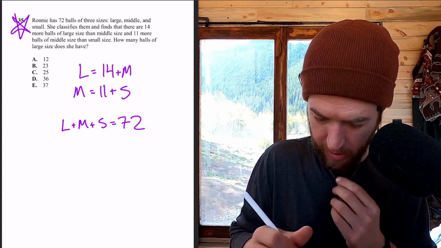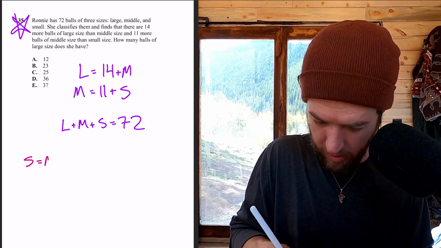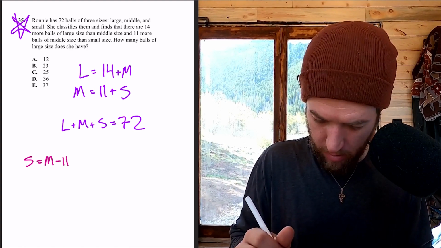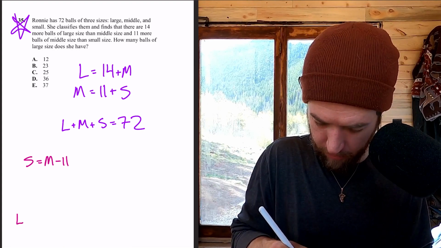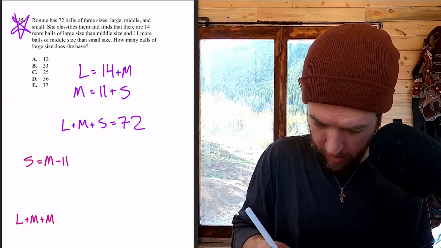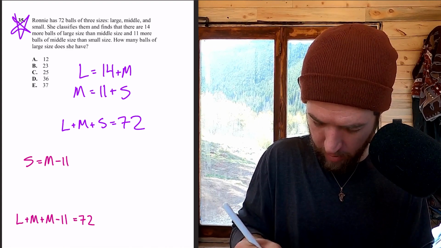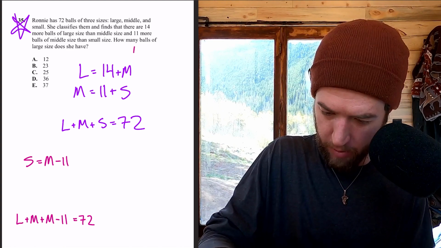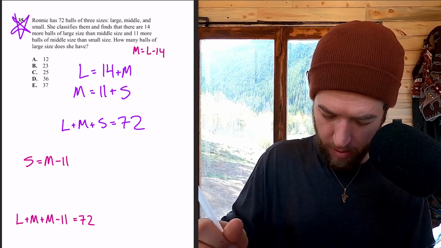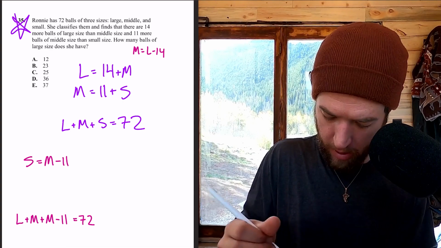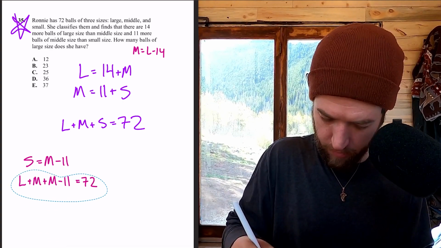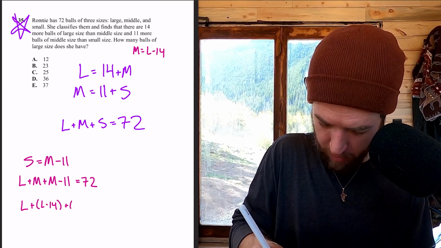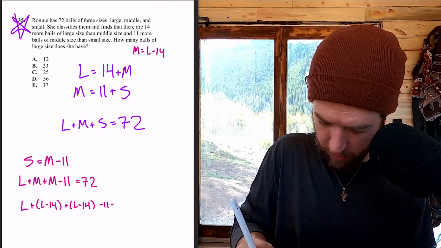So we know that S equals M minus 11. So then L plus M minus 11 equals 72. Okay, now we just need to figure out what M is. M is equal to L minus 14. M equals L minus 14. So L, let's move this up just a little. So L plus L minus 14 plus L minus 14 minus 11 equals 72.